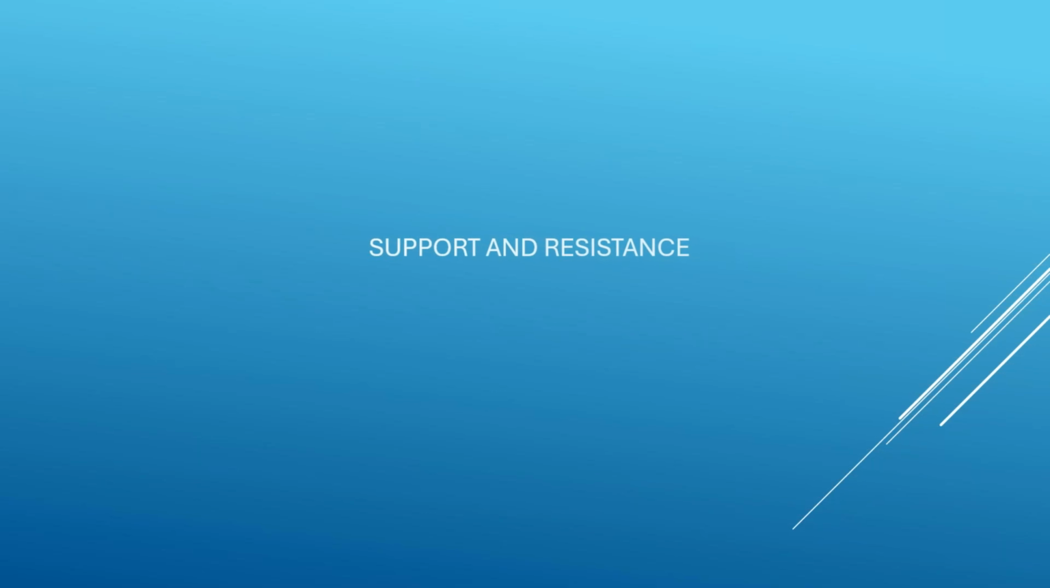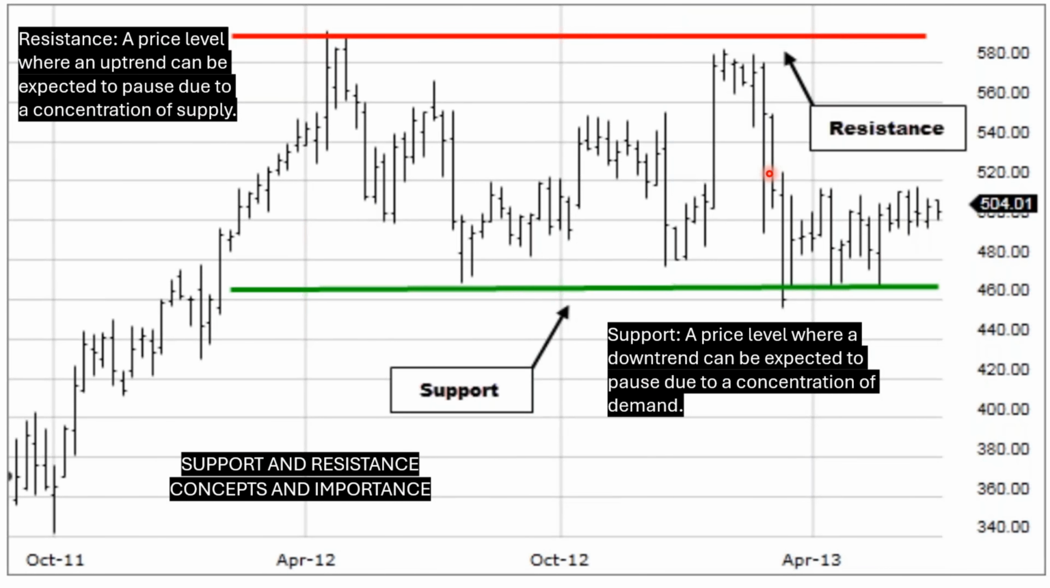So as you see, these levels actually shape something we call support and resistance. Resistance is a price level where an uptrend can be expected to pause due to concentration of supply. The support level is the price level where a downtrend can be expected to pause due to concentration of demand. So support and resistance is very important. We always use it to predict the market moves, and most of the time, I'm repeating, this is not an exact science, but most of the time we respect these levels.